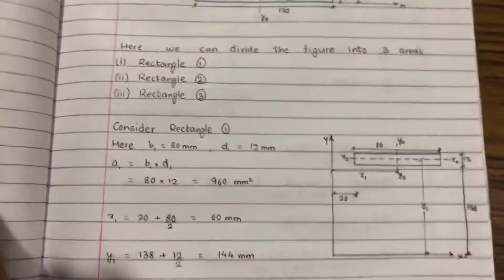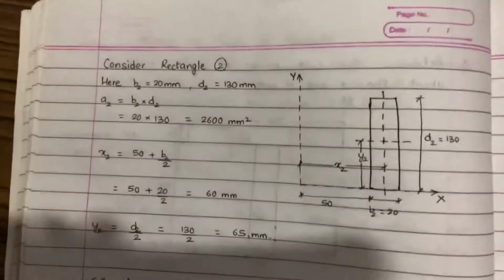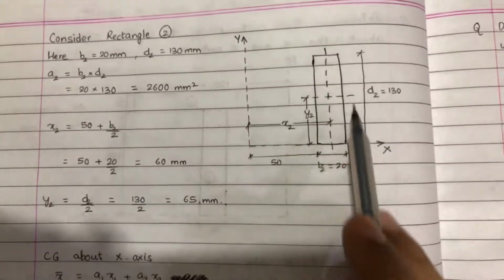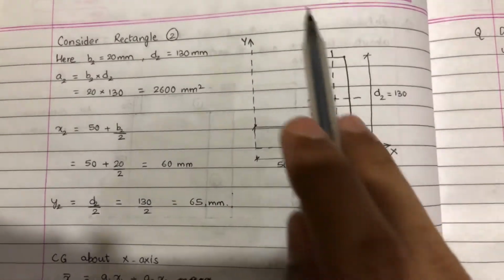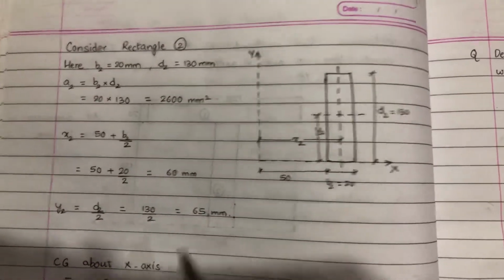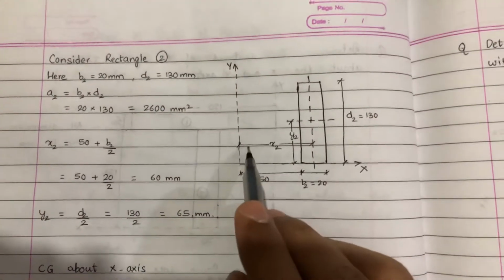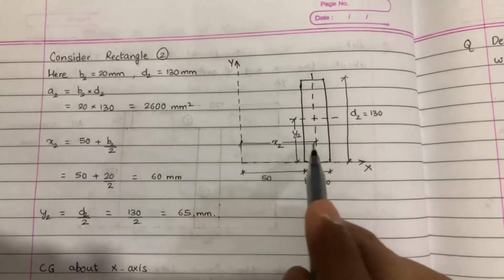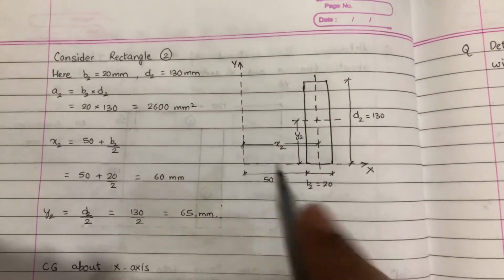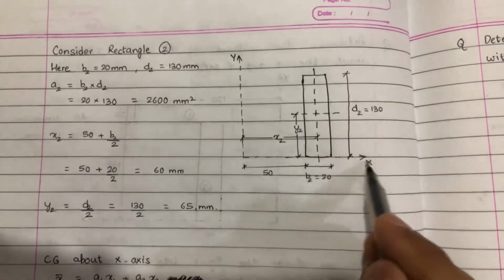Now we will move to rectangle number 2. You can see I have made only rectangle 2 here. I have ignored rectangle 1. This is the particular x and y axis. I have made the axis of symmetry over here. Now, this will be the distance x2 with respect to the y-axis, and this will be the distance y2 with respect to the x-axis.